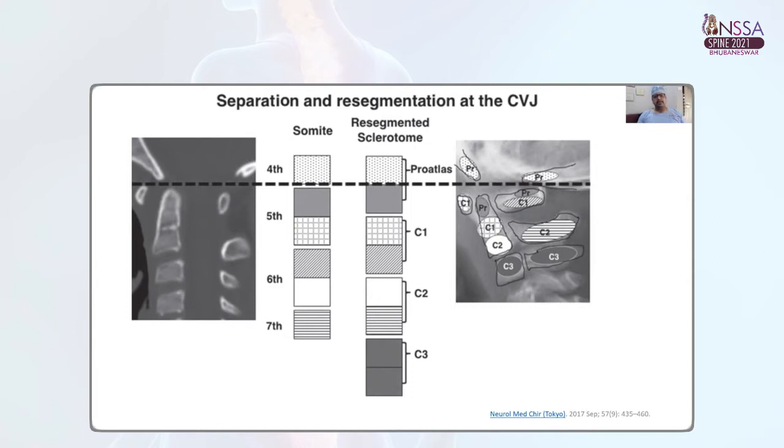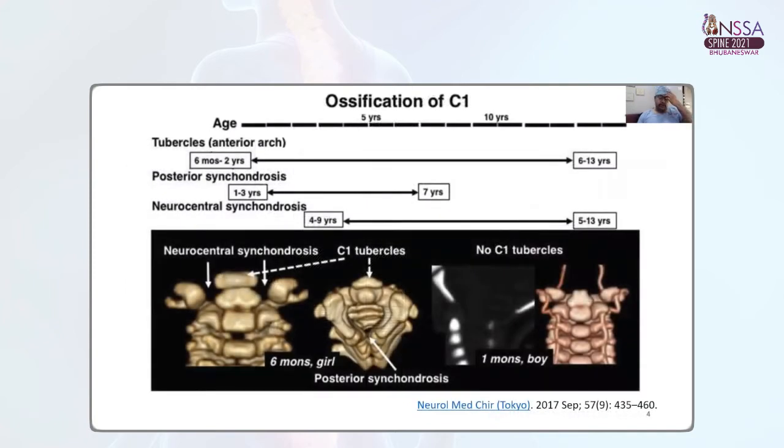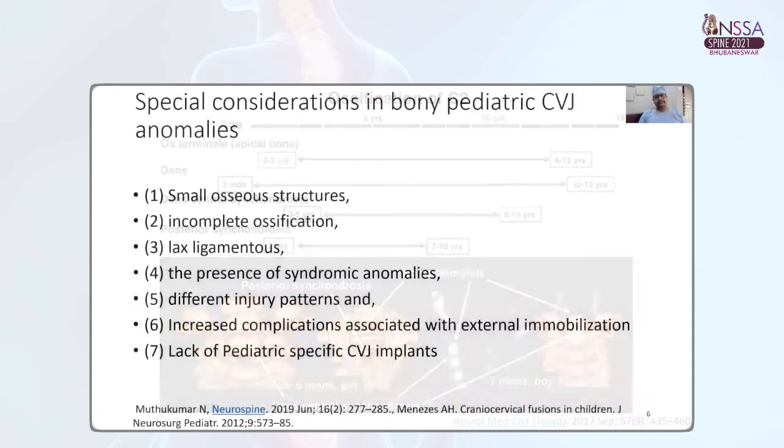Simplistically talking, the basion as well as the opisthion is formed by the proatlas. The somite number 4, 5, 6 contribute to the formation of the C1, and somite number 5, 6, 7 contribute to the formation of C7. Knowing the exact age of ossification of the various centers is important. C1 develops from 3 ossification centers, and C2 develops from 5 ossification centers, which eventually most of the fusion in C1, C2 happens by the age of 7 to 10 years.